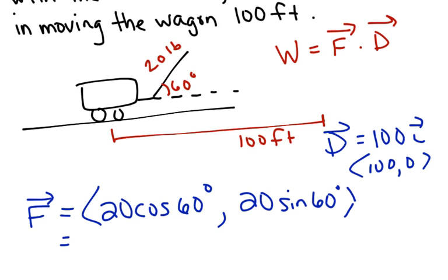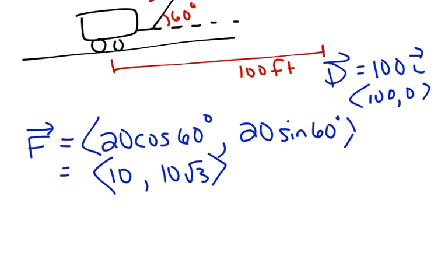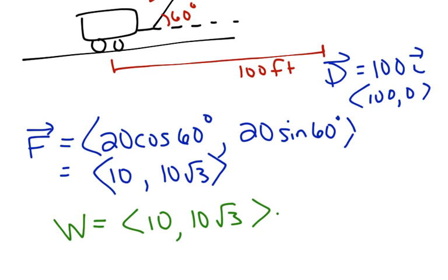So now I'm going to simplify. 20 times the cosine of 60 degrees is going to be 10. 20 times the sine of 60 degrees is going to be 10 the square root of 3. And in order to find the work now, I can do force, dot product, distance.